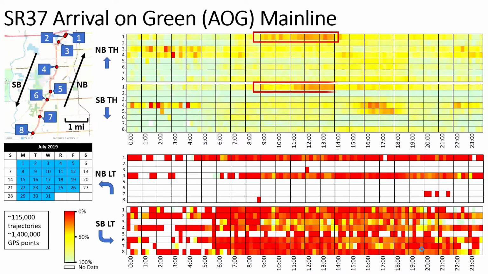Now let's look at the arrivals on green. The first red box here, as you can see, between the hours of 9 a.m. to 2 p.m. shows that there are a high number of trajectories that experience arrivals on green at lower than 50%. This is seen in both the northbound and southbound directions. For intersections 4 and 5, you can see that some of the challenges with arrivals on green are at intersections 4 and 5 between the hours of about 3:45 p.m. to about 6 o'clock p.m.